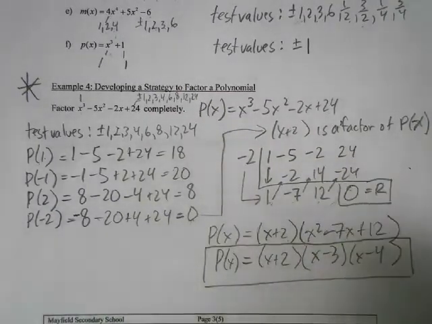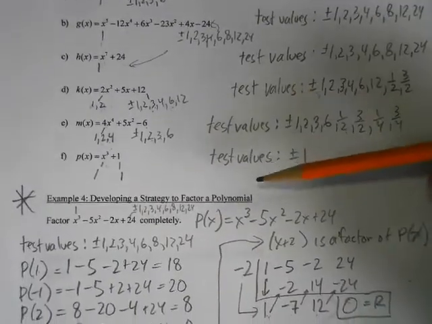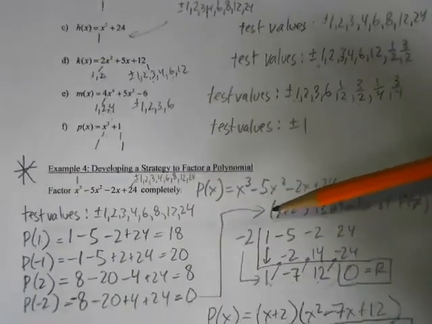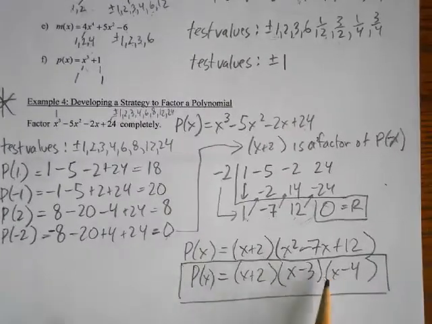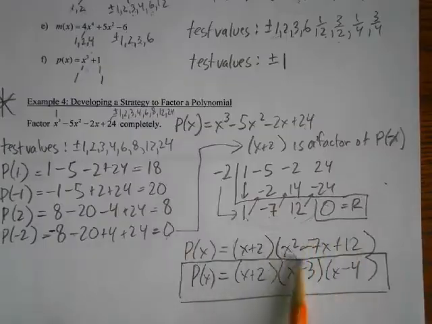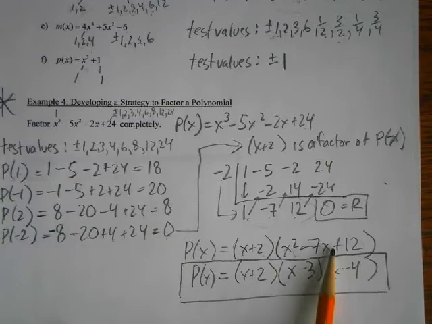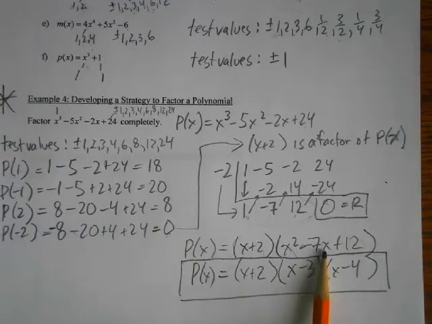This is the first time you've ever been able to factor something higher than a quadratic. Okay. Now, don't forget, if you get a quadratic left over, it doesn't necessarily have to factor. Hopefully you remember that. So that doesn't mean there's no zeros. You might have to plug this into the quadratic formula.